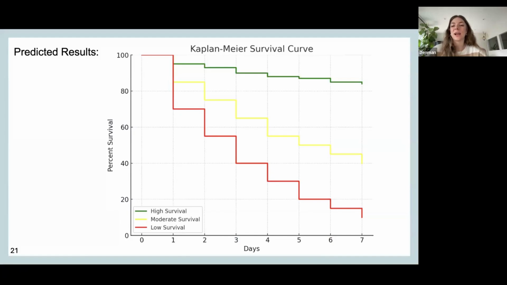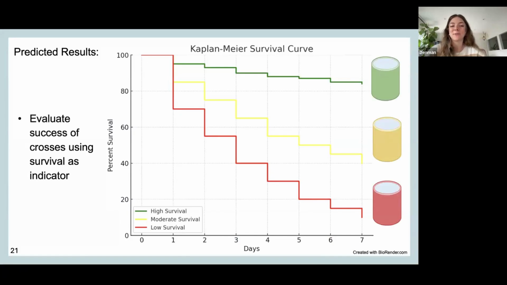For my predicted results, I was really hoping to see that my high survival group would in fact have high survival and my low survival group would have low survival. This was meant to evaluate the success of the project. I did not see exactly this. I did get some really interesting patterns that I'm working through at the moment. If you watch my final thesis defense, I will hopefully have more information for you at that time. For now, I can say I did not see exactly this, but I still got some really interesting results that I'm excited about.